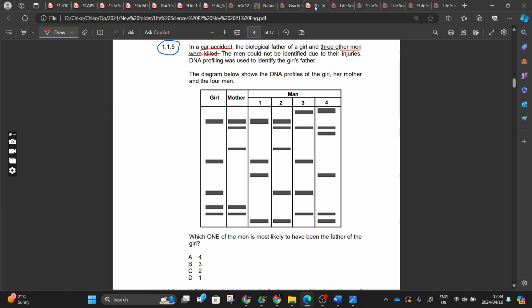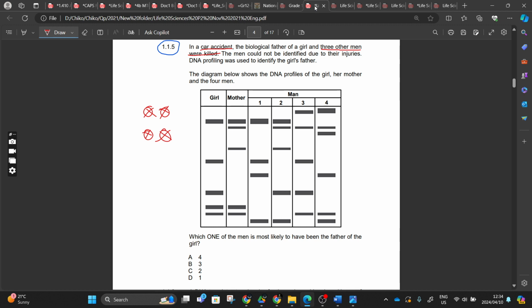So the same question, I found the same question here, 2021. The question was asked again. It was asked, right? It was not again because this was before me coming with it, but I found it here. But in a car accident, the biological father of a child and three other men were killed. It means that there were four, right? All of them died, right?